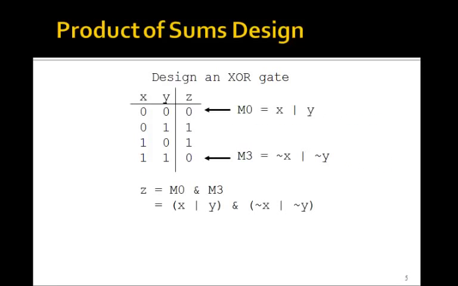So, by inspection, we can simply write what z is. Z is, look at the zeros, max term M0, means it's not min term m0. So it's big M0 and, remember we're ANDing these together now, and big M3. But big M0, of course, is just x or y. Big M3 is just not x or not y. AND them together, and we have a new equation for z: x or y, and not x or not y. So this is a different solution, but it also gives us the exclusive OR.